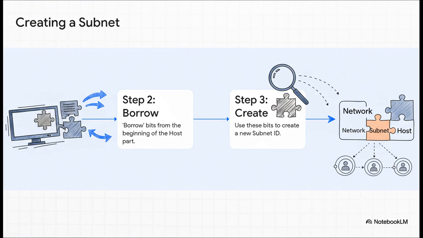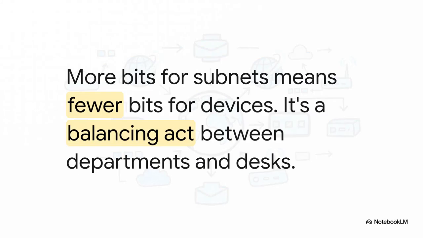The whole process is brilliantly simple. You start with that standard two-part address we talked about, network and host. Then you basically borrow a few bits from the front of the host part, the part that's supposed to identify individual devices. You take those borrowed bits and you create a brand new third part right in the middle, the subnet ID. So now your address has three pieces: the main network, the internal subnet or department, and then the final host or desk. But, and this is a really important but, this borrowing creates a trade-off.